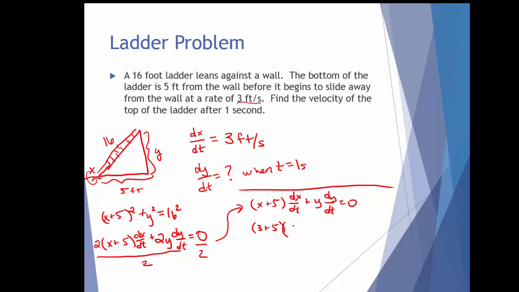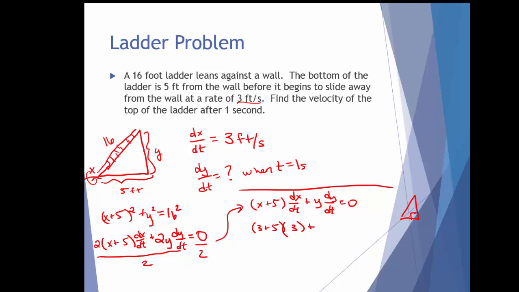the dx/dt, which is 3, plus what is y 1 second after it falls? Well, we can't use the same trick because we don't know what dy/dt is. That's what we're looking for. So we can't find it the same way we found x. But what we can do is use the fact that at this one particular moment in time, this triangle freezes.